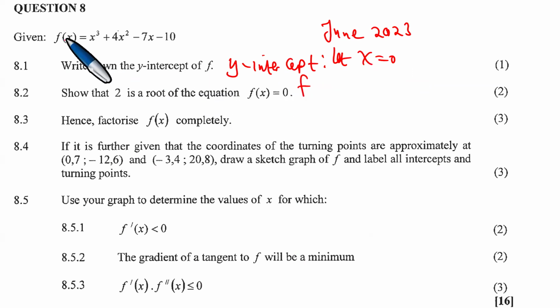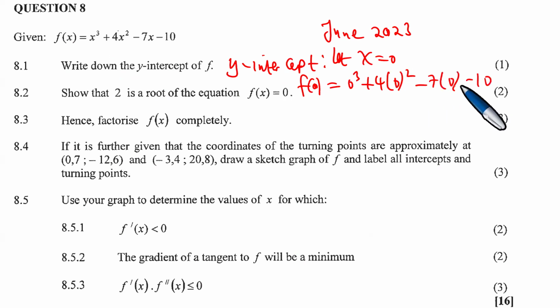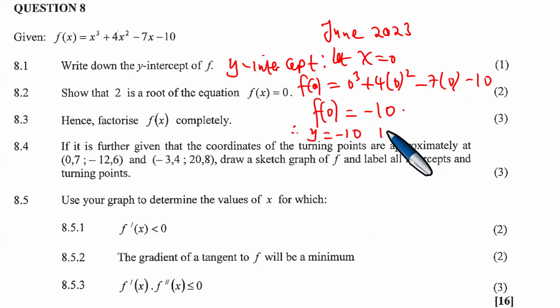So if x is 0, in the place of x you'd have f of 0, which is 0 cubed plus 4 times 0 squared minus 7 times 0 minus 10. And f of 0 is minus 10. So now this is the y-intercept. Therefore, y equals minus 10 is the y-intercept.